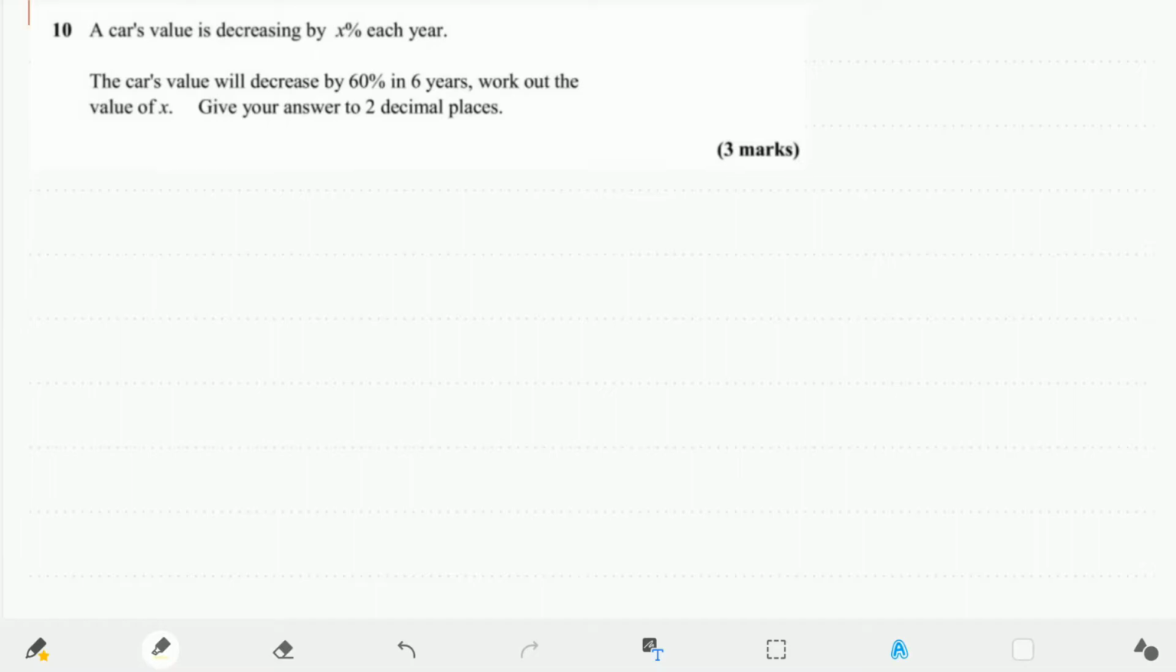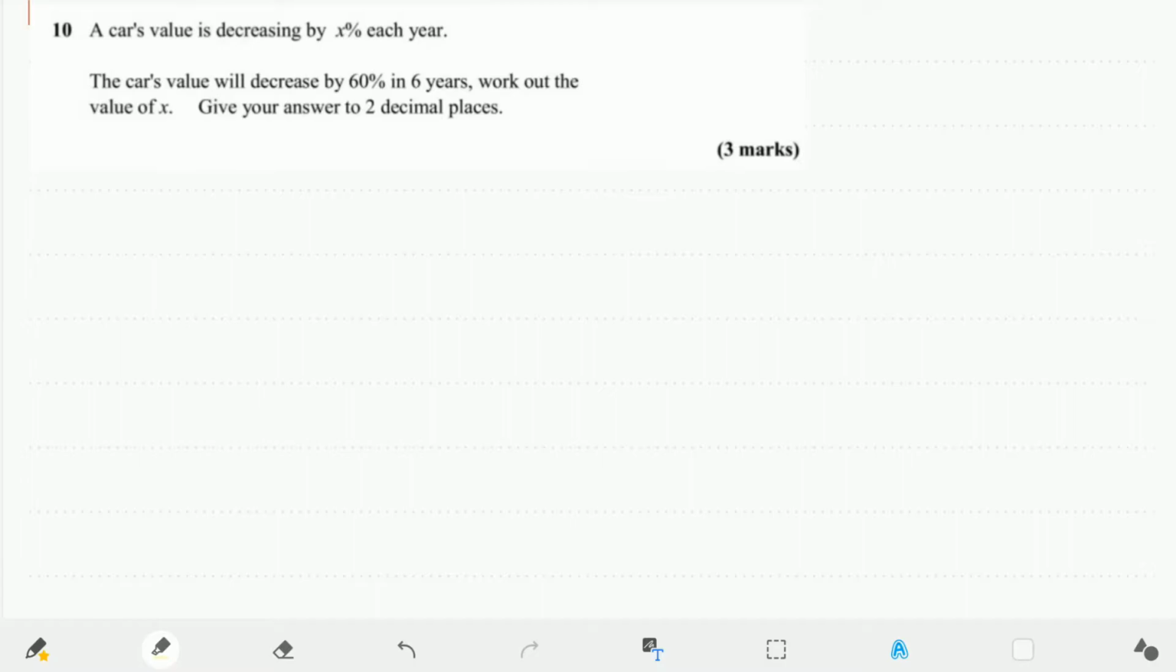So, this question says, a car's value is decreasing by X% each year. The car's value will decrease by 60% in 6 years. Work out the value of X. Give your answer to 2 decimal places. So the first thing we're going to do is highlight the important bits of the question, and then we'll go on to answer the question.